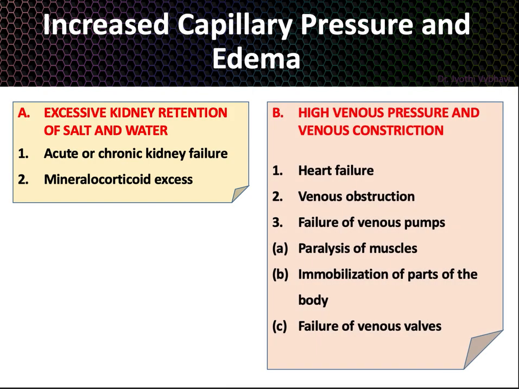And coming to high venous pressure and venous constriction. In heart failure, there are different kinds of heart failure. There is just right heart failure, or there is left heart failure. Sometimes both the right and left heart are in failure, and we call it congestive cardiac failure. This is a separate topic we shall be covering sometime sooner.